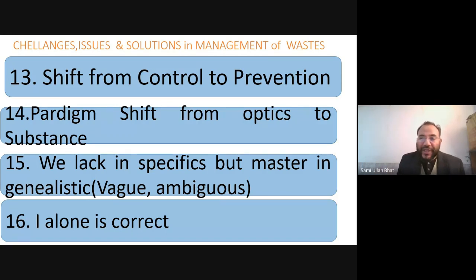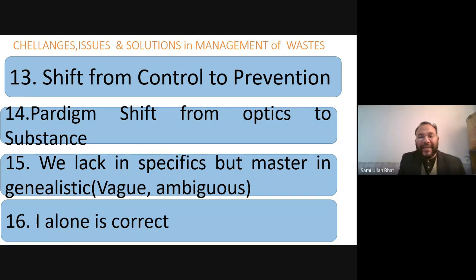We lack in specifics but master the generalities. For example, if I am asked to give a solution to waste management, perhaps I may fail to give specifics. I will be giving some ambiguous and vague answers for the management of waste, be it plastic waste or other types of waste. And then we have a problem where I think I alone am correct and the rest are not correct, and that is an issue.